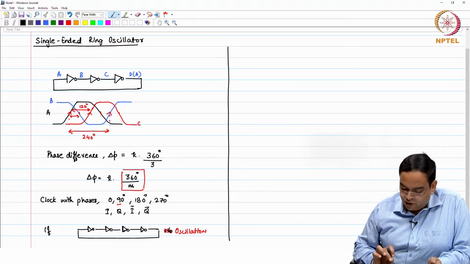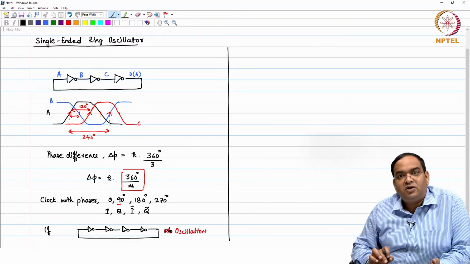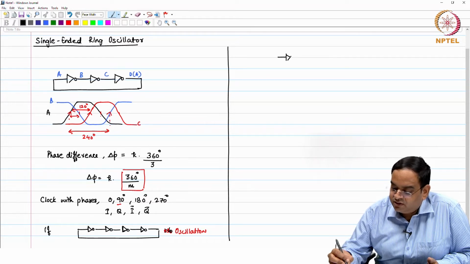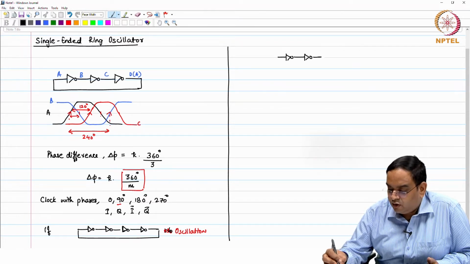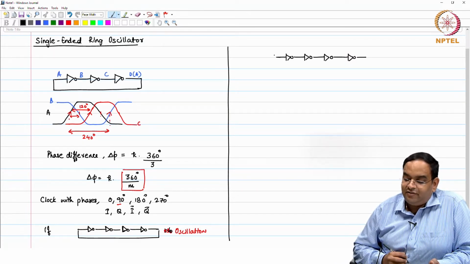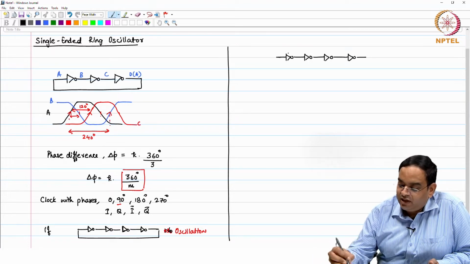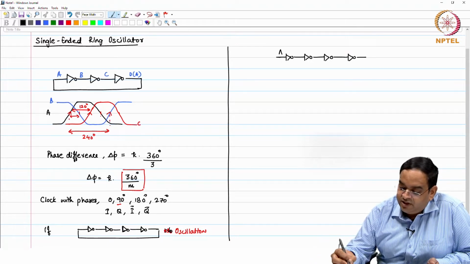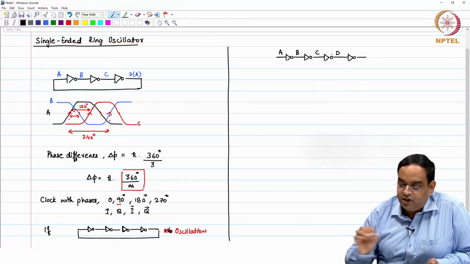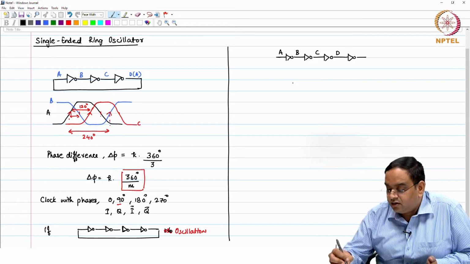In place of having this even number of inverters in the ring, what we do is we still keep an even number of inverters like this, and somehow we try to enforce that there is a phase difference between the input and the output of this chain. So, let me just call this A, B, C, D. Let me just first draw it. You have the same inverter.